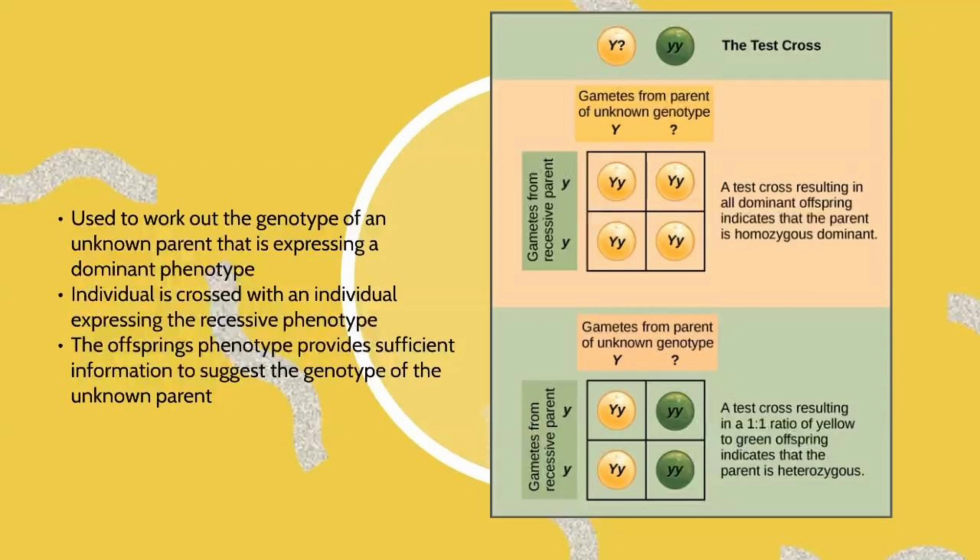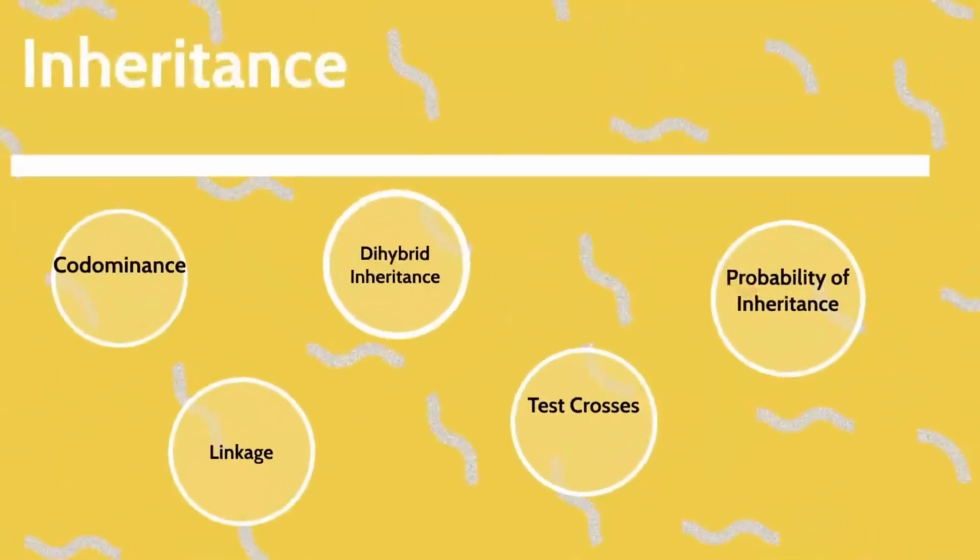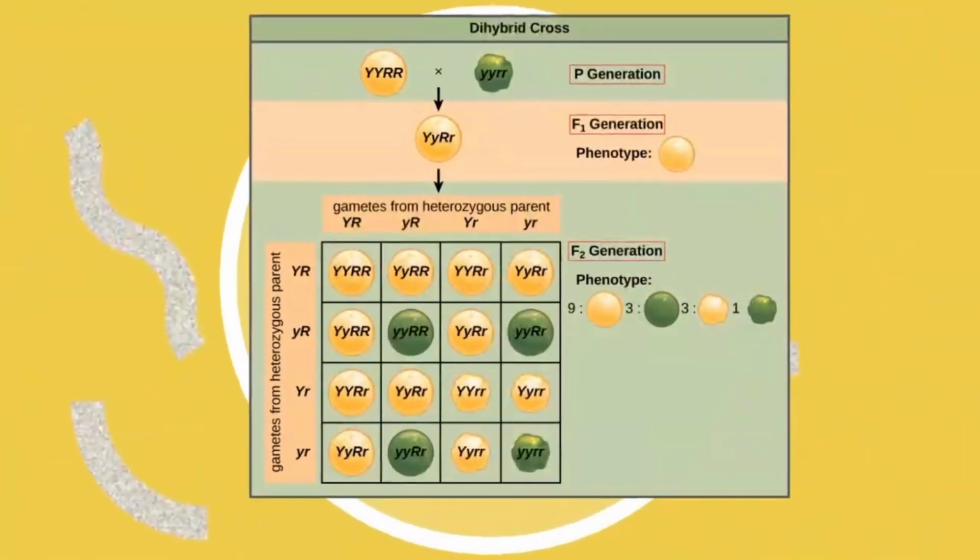So what we're going to talk about now is just some of the common ratios seen in dihybrid crosses that you should try and remember so it makes your life easier in the exams.